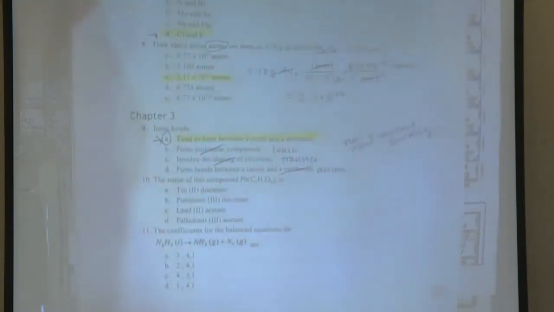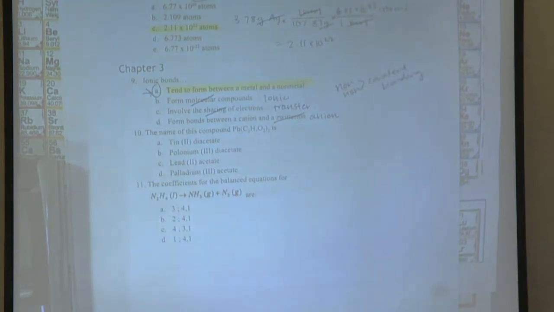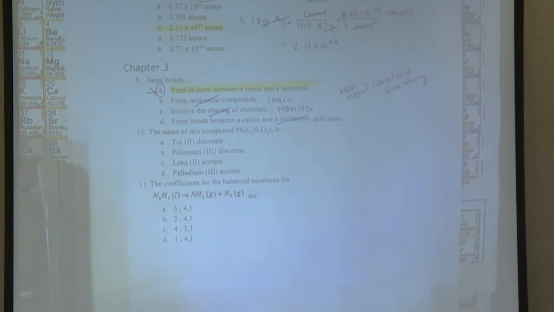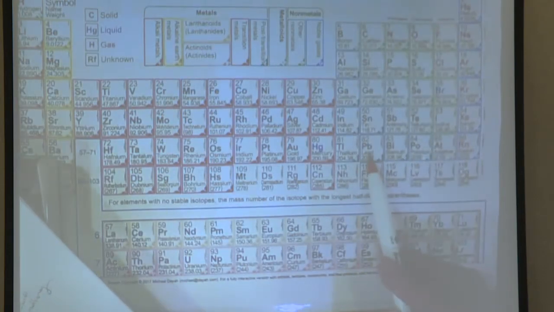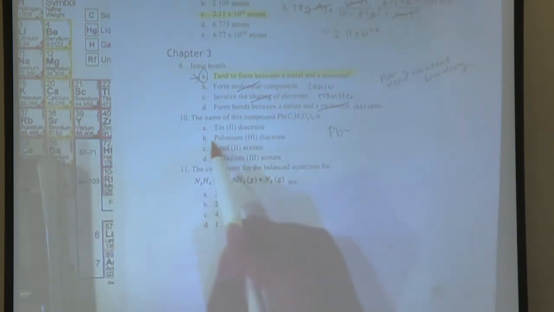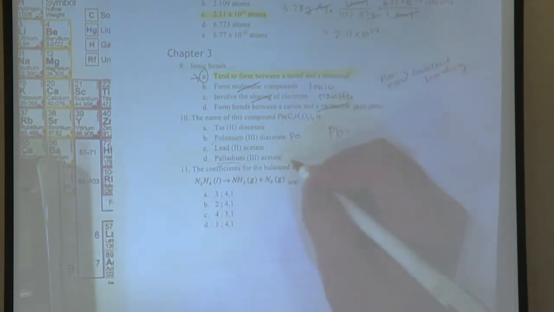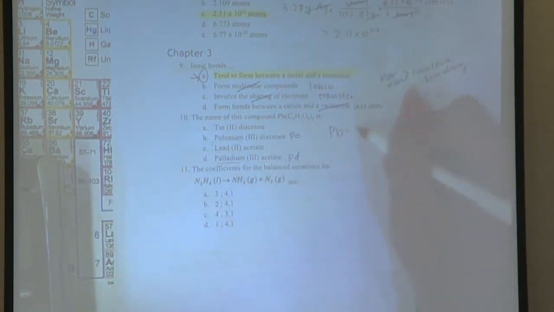Cool. On to nomenclature questions. The name of this compound is, and they want you to tell them what the answer is. So we know that Pb is lead, right? So Pb here is lead. They could trick you with different things that look like it could be the answer, like polonium and palladium. Polonium is Po and palladium is Pd, but Pb is lead. Okay, so B and D are out of the question.